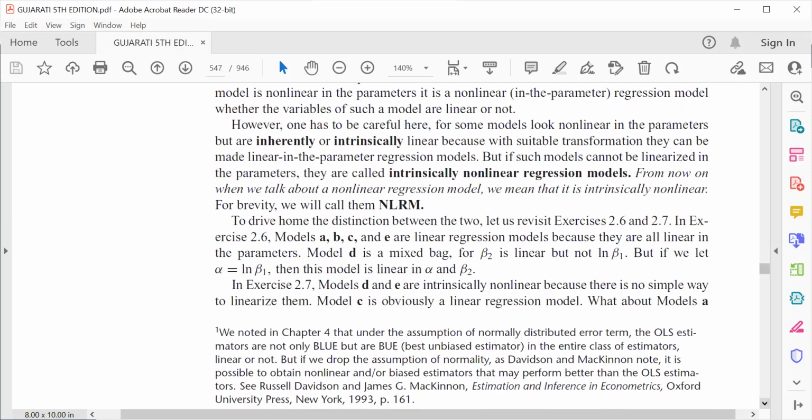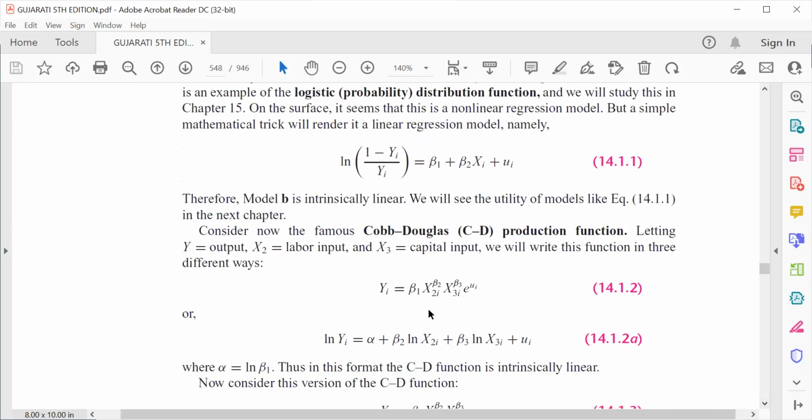Here is the example for the model. This, for example, is equation 14.1.2, the Cobb-Douglas production function model. If we take log terms, we transform into log terms, so equation 14.1.2a becomes a linear model. Here we have beta 2 and beta 3 as elasticities. If you estimate your model in log terms on both sides, that is a log model, that means you have beta 2 as the elasticity of x2 and beta 3 as the elasticity of x3.